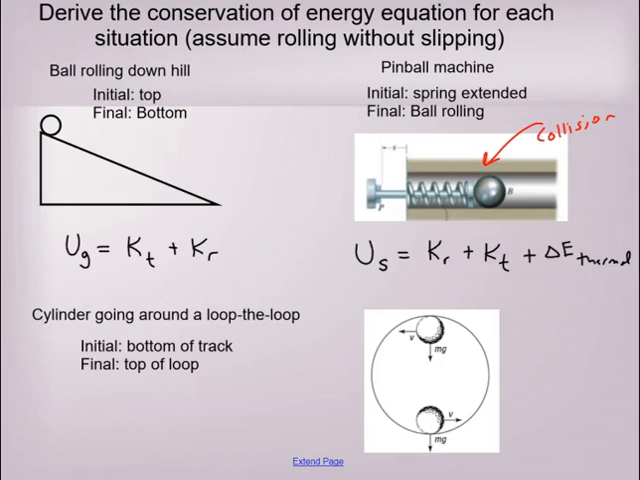Something that's rolling around a loop. Let's say the bottom of the track is my initial condition. There's some sort of translational kinetic energy and rotational kinetic energy. And at the highest point, still rolling, it's still going to have both translational and rotational, but it'll have less, because there's now going to also be gravitational potential energy.